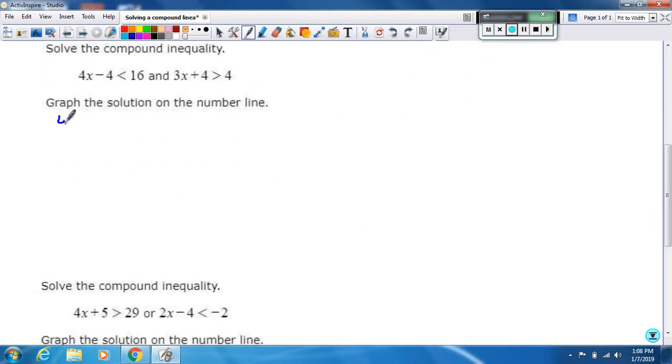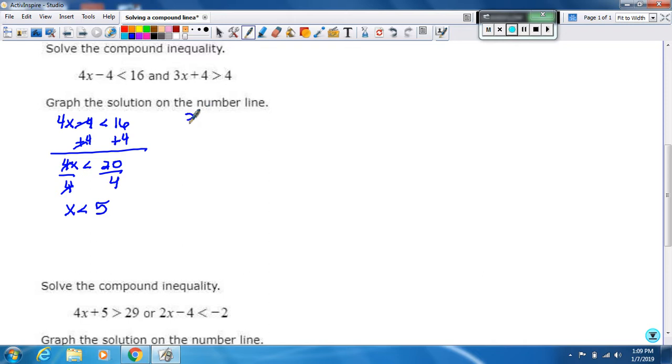Okay, this next one, 4x minus 4 is less than 16. I'm going to add 4 to both sides. So 4x, opposites cancel, is less than 20. Divide both sides by 4. Top cancels with bottom. x is less than 20 divided by 4, which is 5.